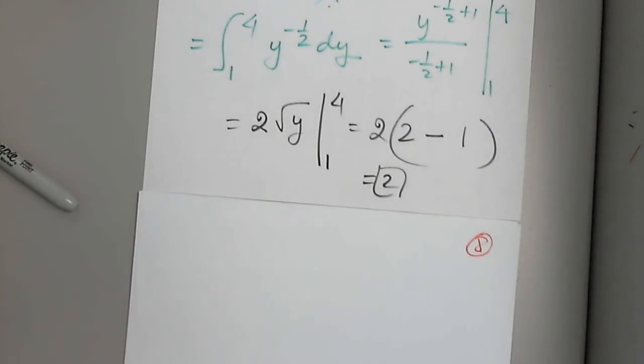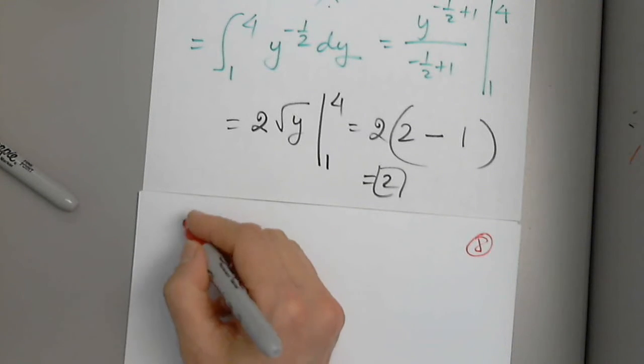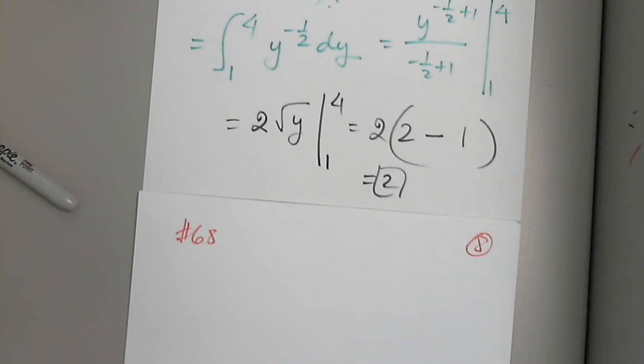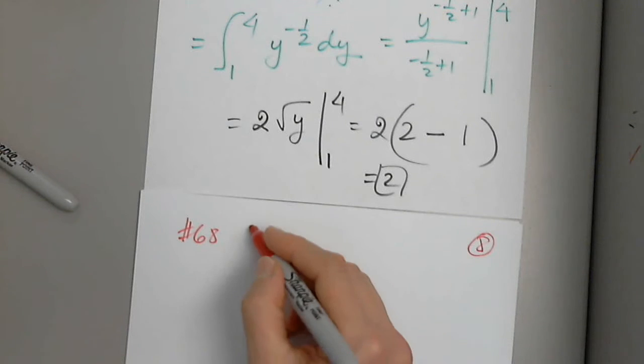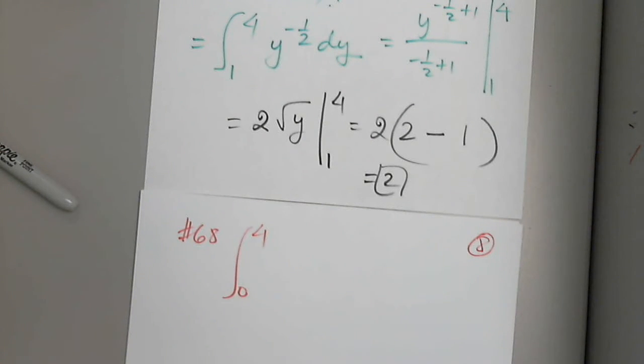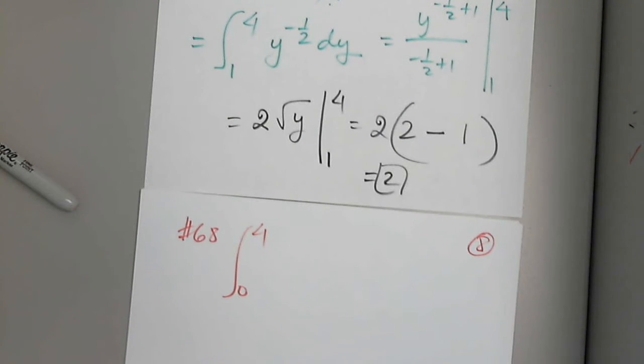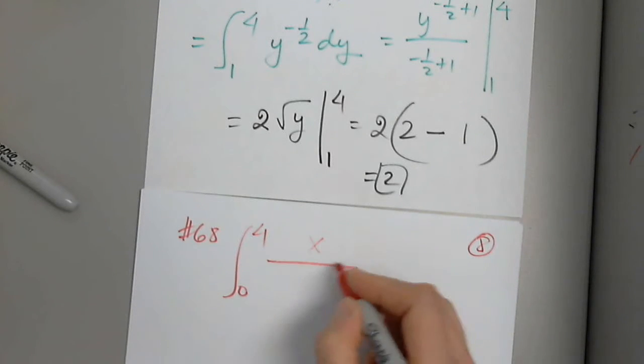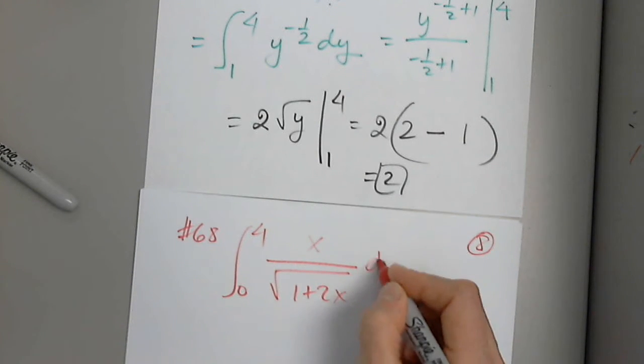Would you like me to continue with some more problems? Yes? Okay, so let's take a look. Problem 68. In 68, we have the integral from 0 to 4 of x over the square root of 1 plus 2x dx.